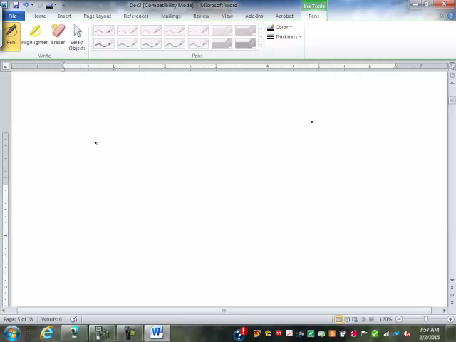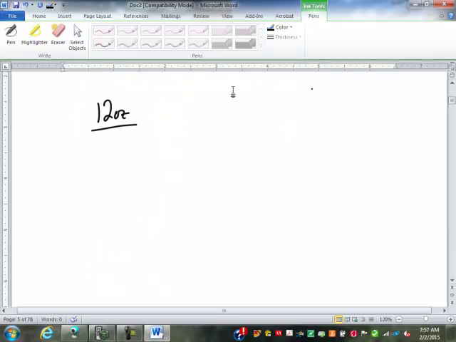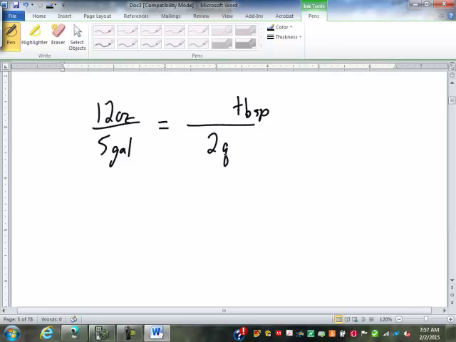So let's say we have a ratio where we're adding chemicals. And actually not a ratio, this is actually a rate because we have the units in it. Let's say you're going to add 12 ounces of chemical to 5 gallons of liquid. We want to know then how many tablespoons would that be in 2 quarts.